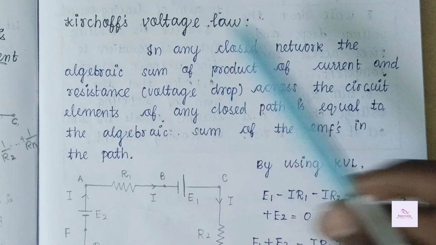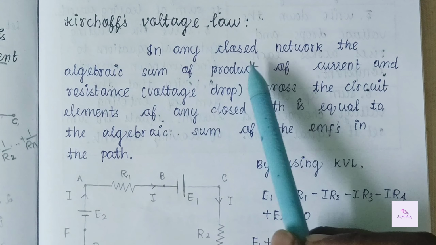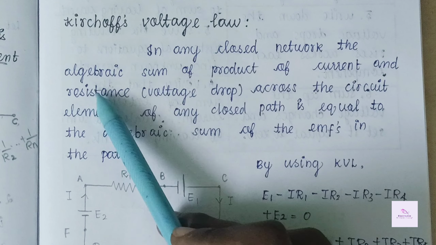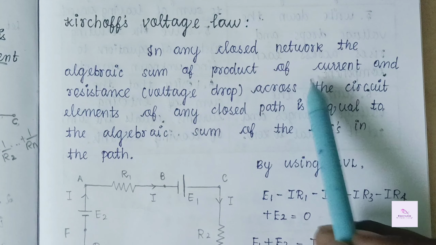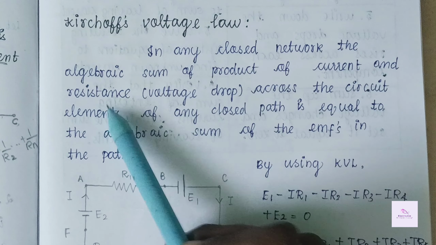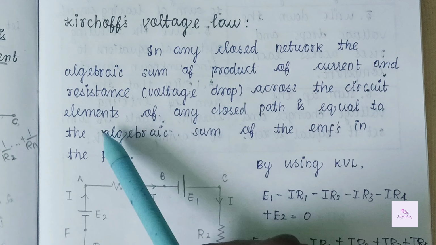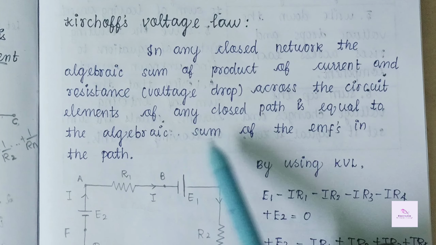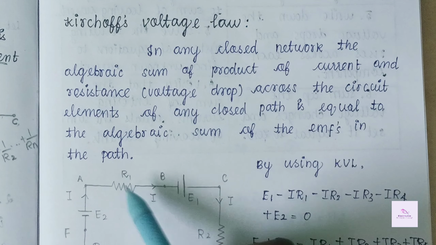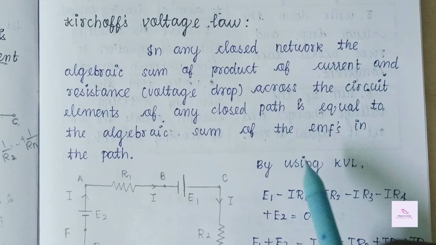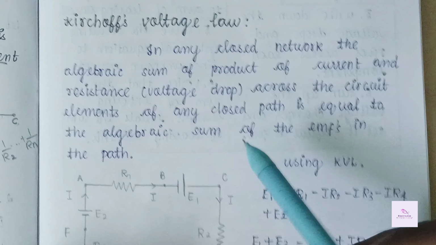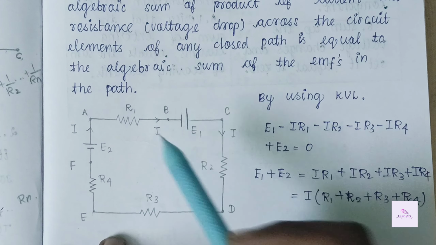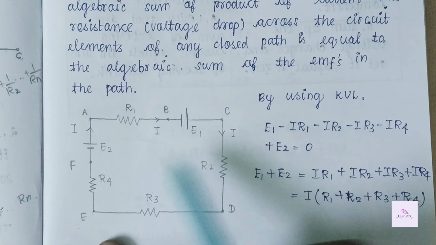Then Kirchhoff's voltage law. In any closed network, the algebraic sum of the products of current and resistance across the circuit elements of any closed path is equal to the algebraic sum of the EMFs in the path. It states that in a closed network, consider this closed network having the sum of products of currents.